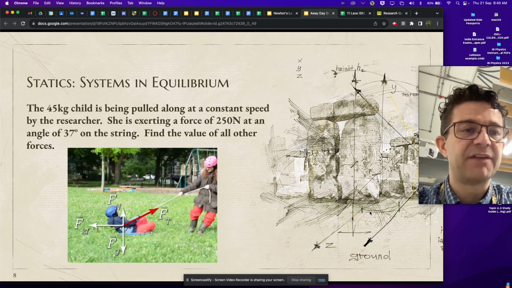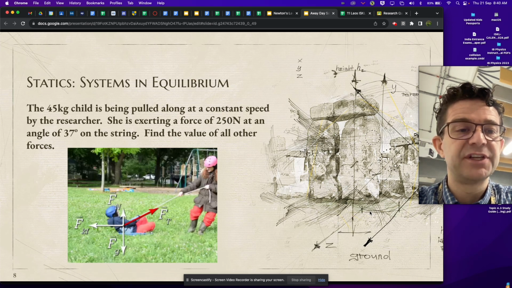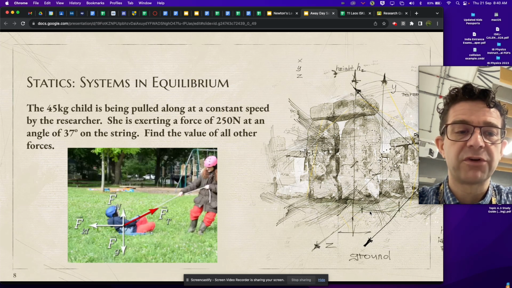In this case, we have a 45 kilogram child being pulled along at a constant speed by a researcher, being very safe in her helmet. She's exerting a 250 Newton force at an angle of 37 degrees on the string. Find the value of all the other forces. So here you can see the drawing is already on the screen.